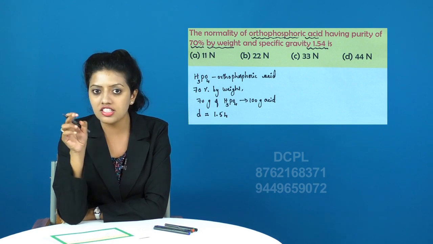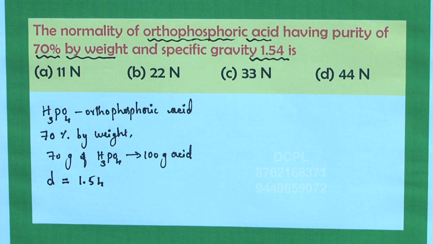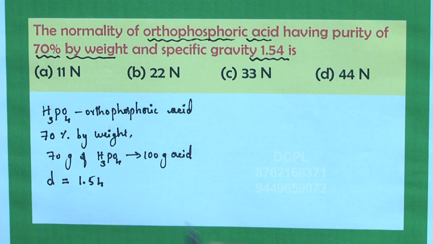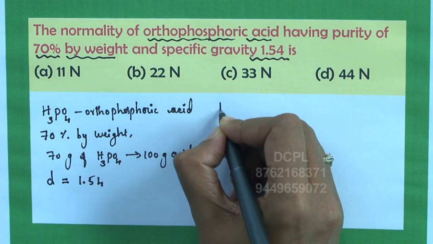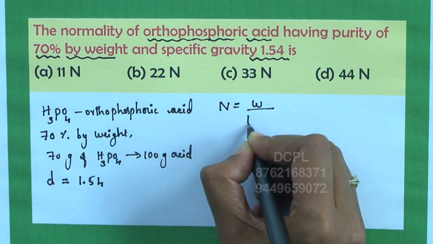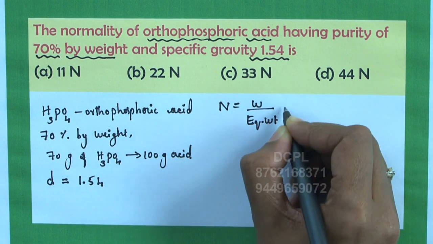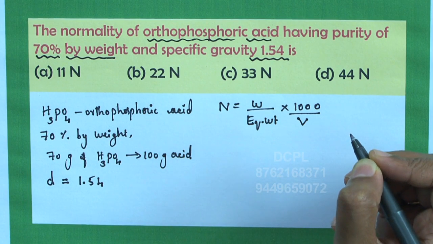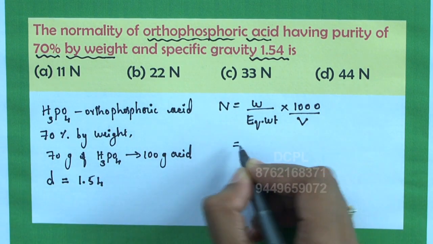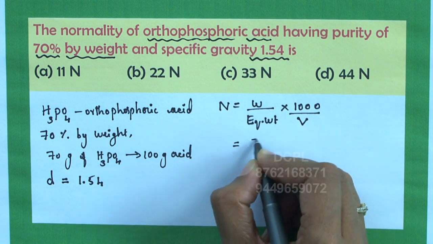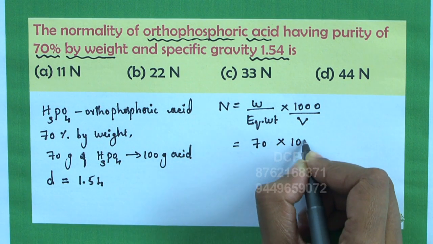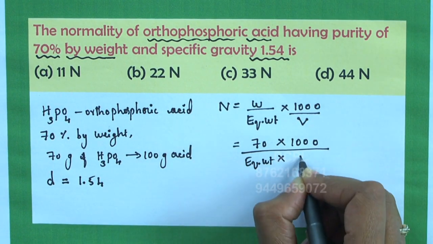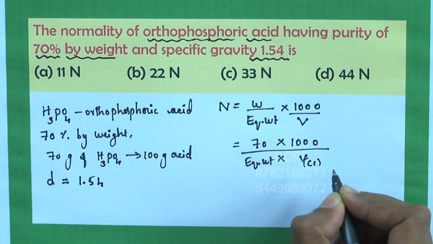Since the answers, that is the options, are mentioned in terms of unit of normality, we have to make use of normality for our calculation. And the normality formula is weight by equivalent weight into 1000 divided by volume of the solution. From the data, we have the weight of the solute as 70 gram into 1000 as it is, and we have to find out the equivalent weight and volume in cc.